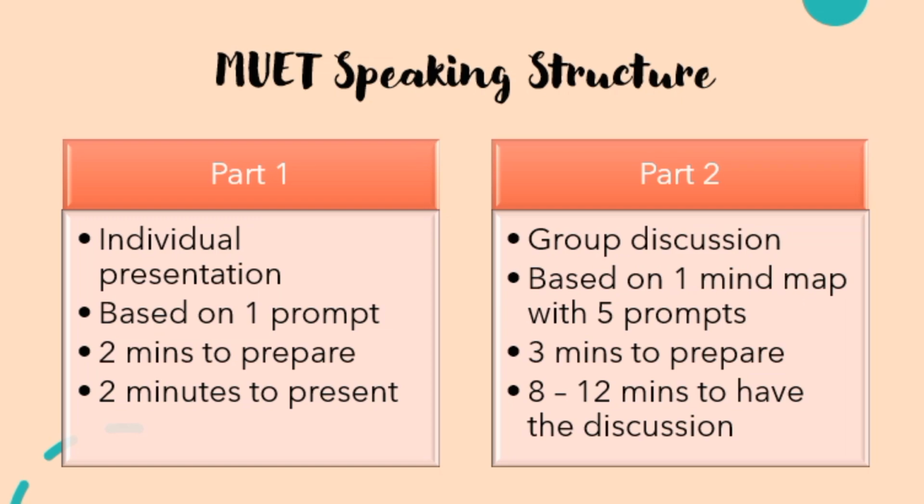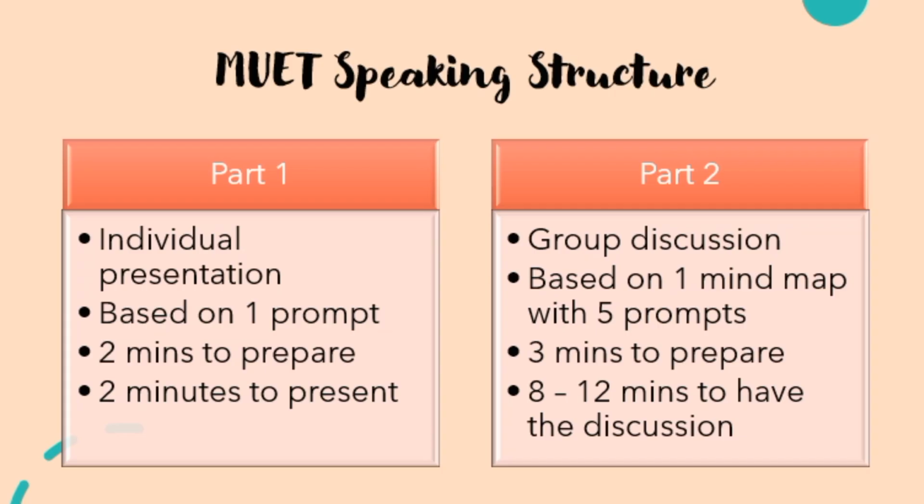So first of all, let's look at the MUET Speaking test structure. The speaking test is made up of two parts, Part 1 and Part 2. Part 1 is the individual presentation and Part 2 is the group discussion. Let's look at this in greater detail.